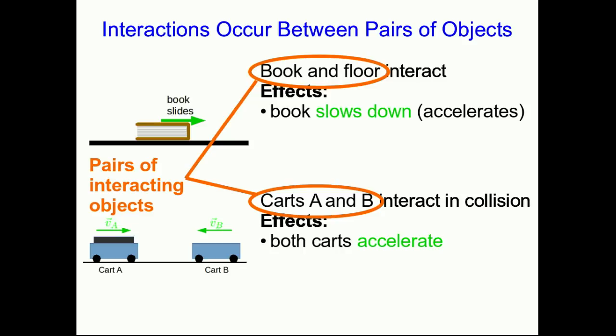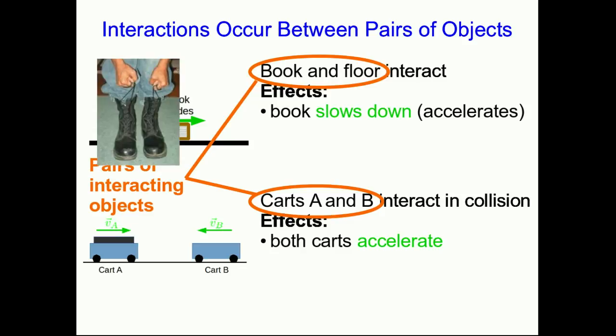The book would not slow down if it wasn't interacting with something. Similarly, you cannot pick yourself up by your own bootlaces. You can't interact with yourself to do anything useful. If you want to get off the floor, you either have to push off the floor and jump, in which case you're interacting with the floor, or you need to reach up to a chin-up bar above you and pull yourself up by interacting with it. So every interaction is between a pair of objects.